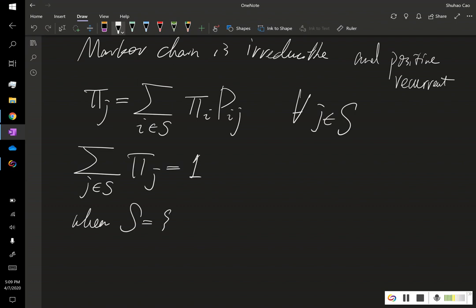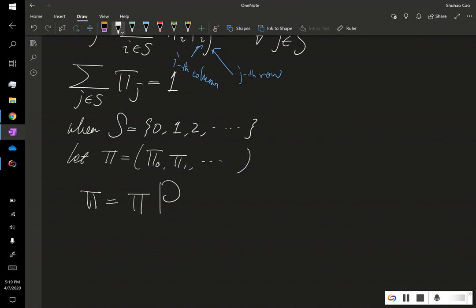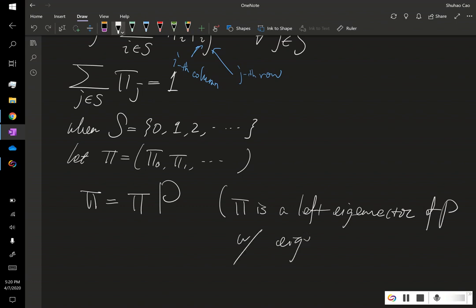If you guys have observed, when we have the state space being 0, 1, 2, etc., we can rewrite this as a matrix equation. We let this pi vector be pi 0, pi 1, etc., which means this equation is nothing but this row vector right here multiplied with the jth column. And what happens is we can rewrite this as a matrix equation, pi equals pi multiplied with P, which is to say pi is a left eigenvector of P with eigenvalue being 1.